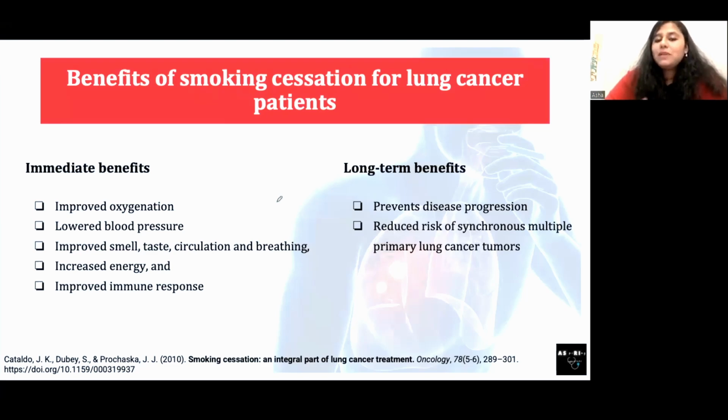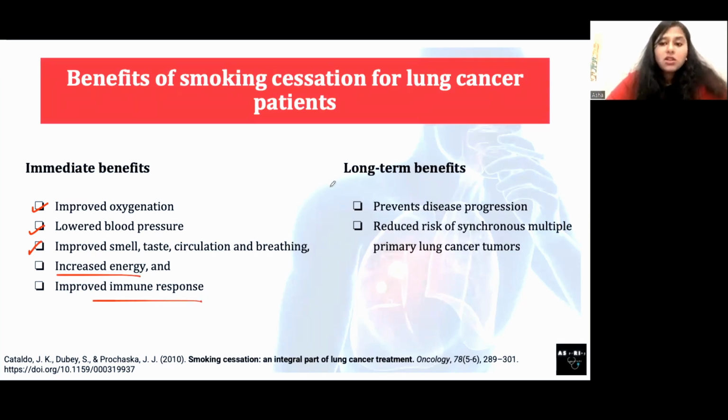So yes, I've been talking to you all the time about the importance of stopping smoking, and we need to quit right now. But we also need to encourage you: if you stop smoking, what are the benefits? What are the improvements that you'll feel? You will have an improvement in oxygenation. Your blood pressure is going to improve. You won't have to take 2-3 antihypertensive medications. It will get lowered. You'll improve your smell, taste, circulation, breathing. It will increase your energy and improve your immune response.